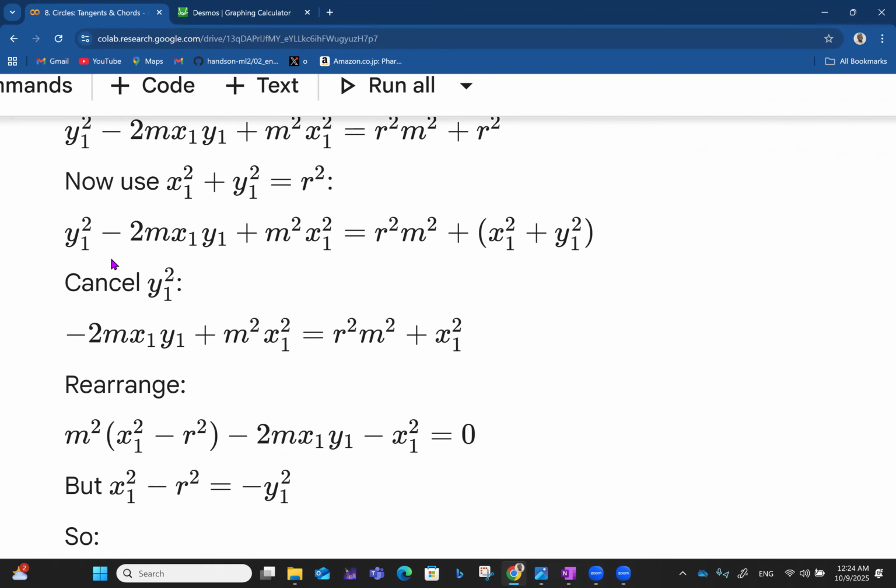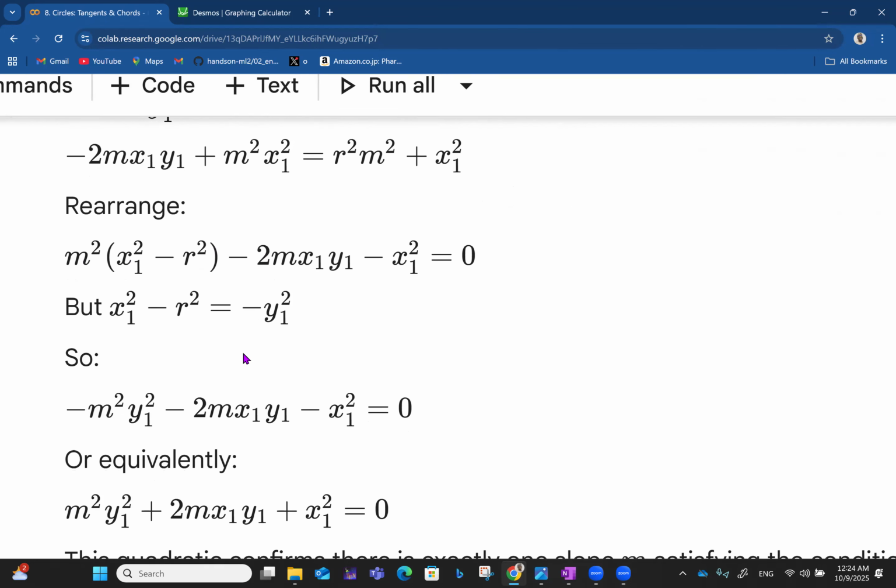Then we can cancel y1 squared. So we have minus 2m x1 y1 plus m squared x1 squared equals r squared m squared plus x1 squared, because y1 squared has cancelled. Then we can rearrange that. We have m squared common here. So m squared times x1 squared minus r squared, then minus 2m x1 y1 minus x1 squared, and that is equal to 0. But we know that x1 squared minus r squared is equal to minus y1 squared.